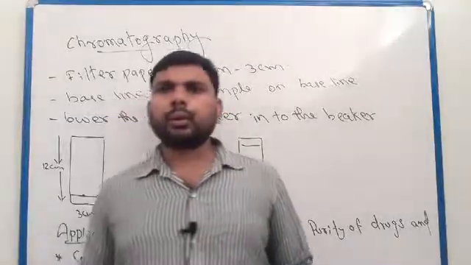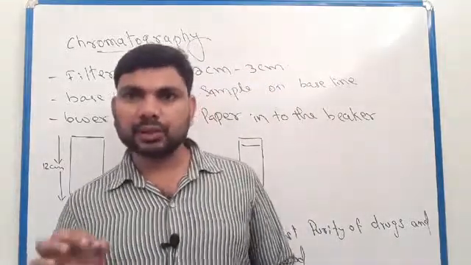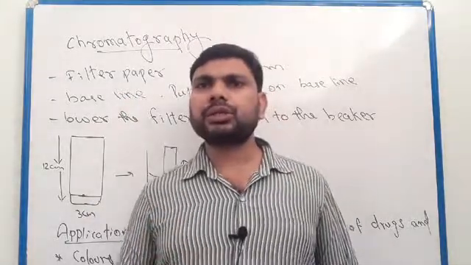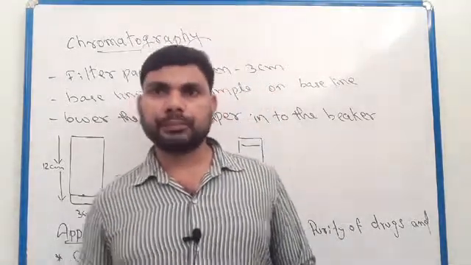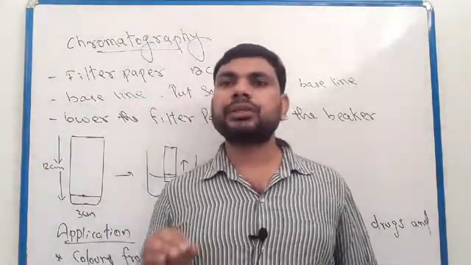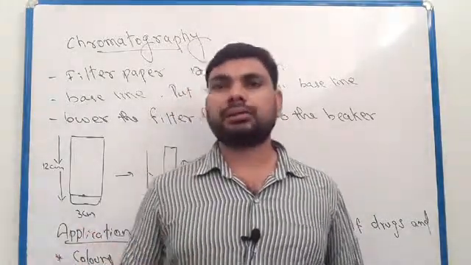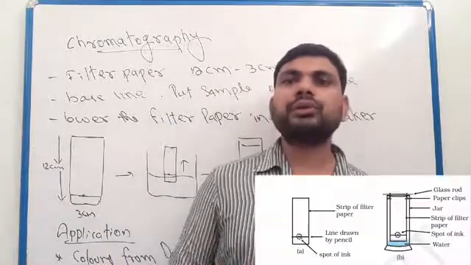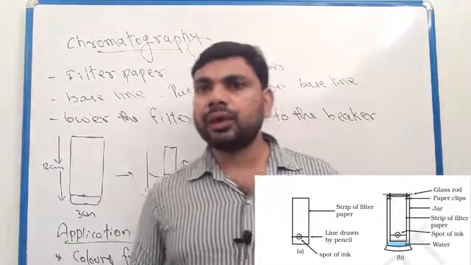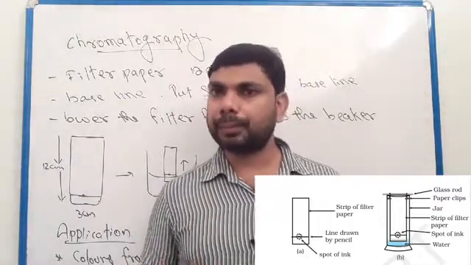Next one we have to discuss here is chromatography. The next method of separation is chromatography. Chromatography is a method of separation used to separate colored mixtures. Colored components or colored mixtures can be separated with the help of chromatography. Chrome means color, so chromatography is used to separate colored mixtures. For chromatography we use a special type of paper called chromatographic paper.